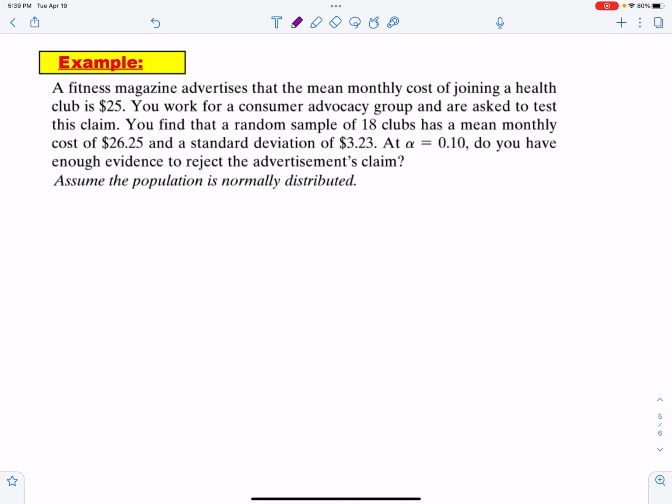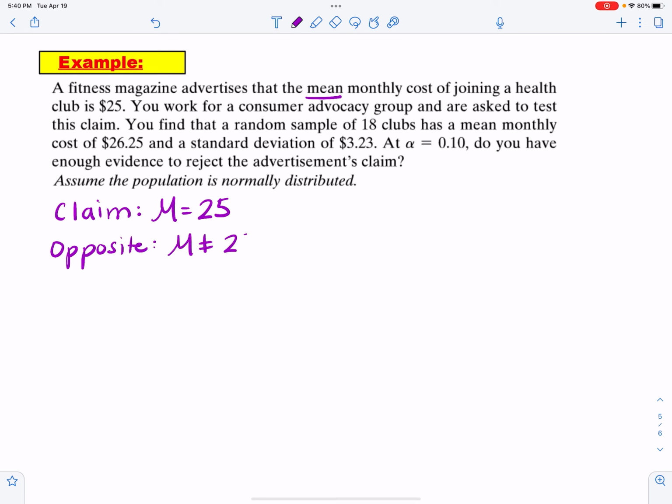All right, so the first thing I always do when I'm given a claim to test is I figure out my null and my alternative hypothesis. All right, so a fitness magazine advertises, here's their claim, this is what they're saying, that the mean monthly cost of joining a health club is $25. So my claim here is that the mean mu is equal to 25. So if I go ahead and write the opposite of that, the opposite of being equal to 25 is, of course, being not equal to 25.